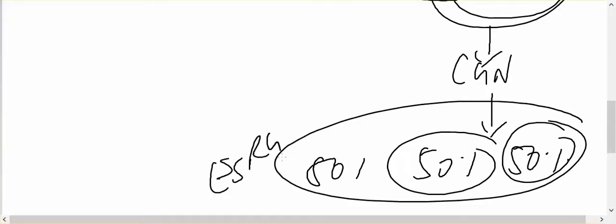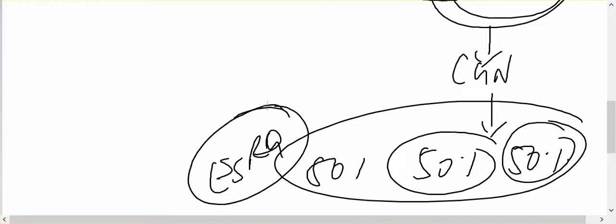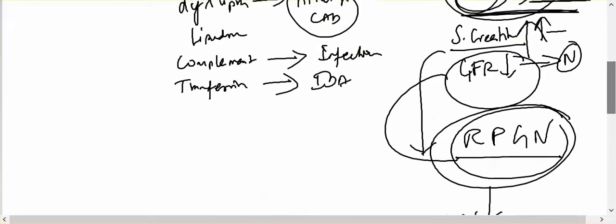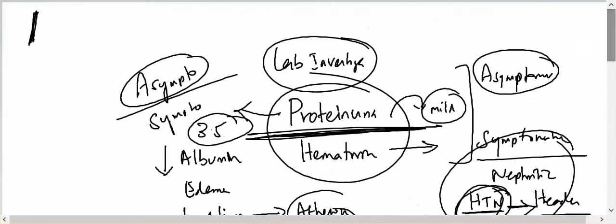End stage renal disease. After 50%, the patient needs to survive on dialysis. With anything less than 50%, the patient may survive for some period of time with the same treatment. Otherwise the patient has to go for frequent dialysis, or the permanent solution is a transplant. So, all understand this? With this background, we will go to nephritic syndrome.